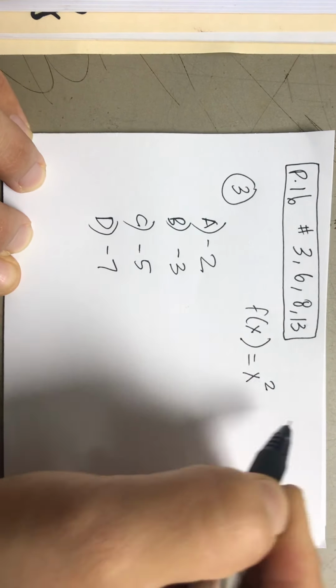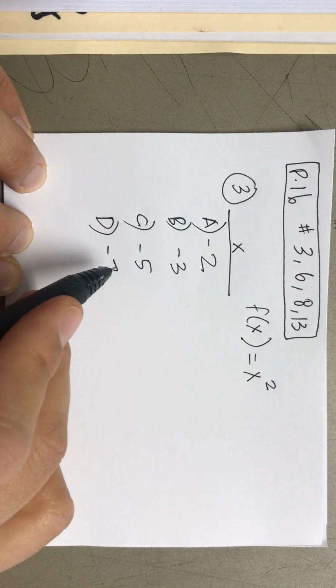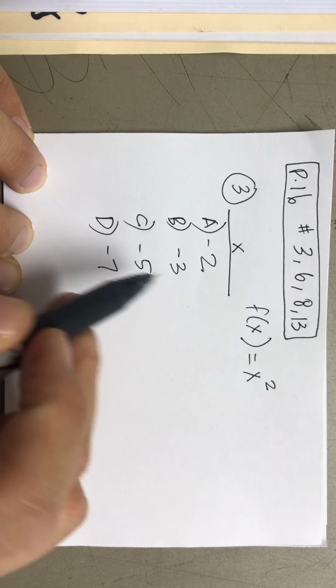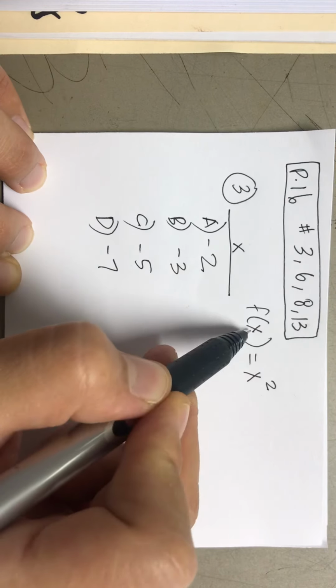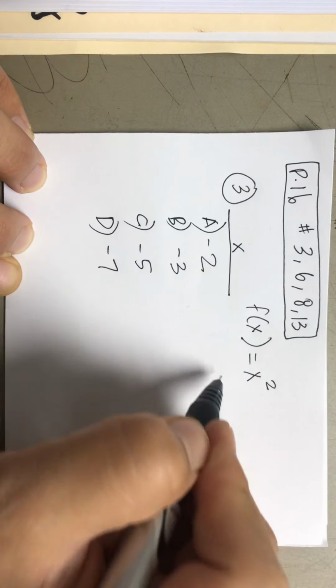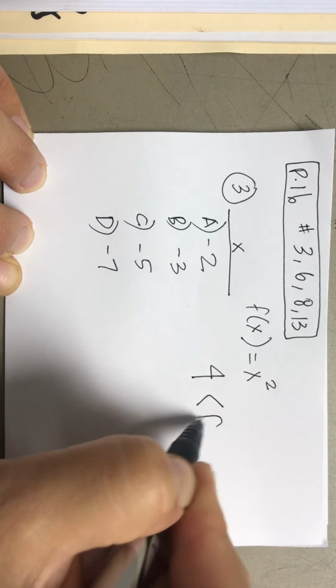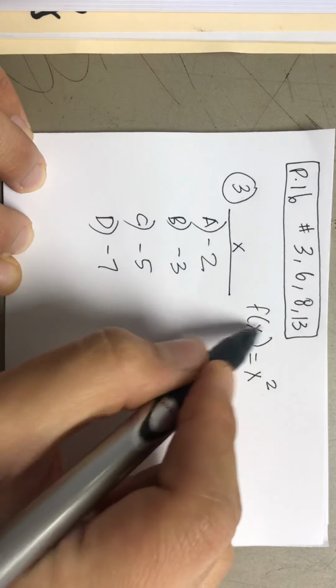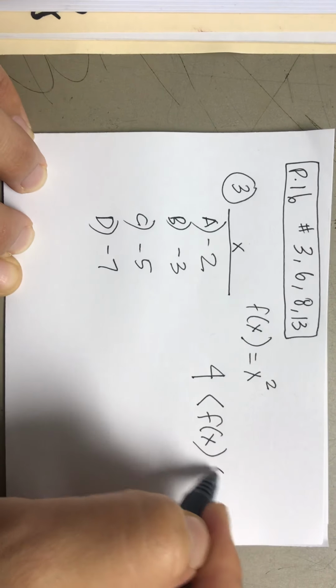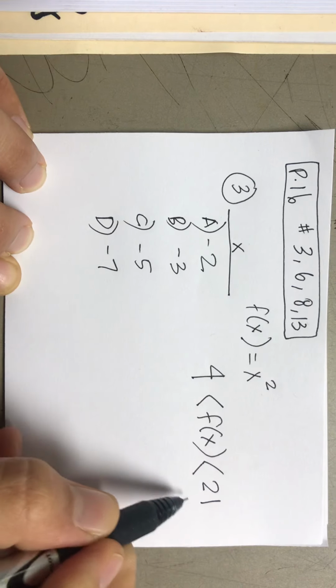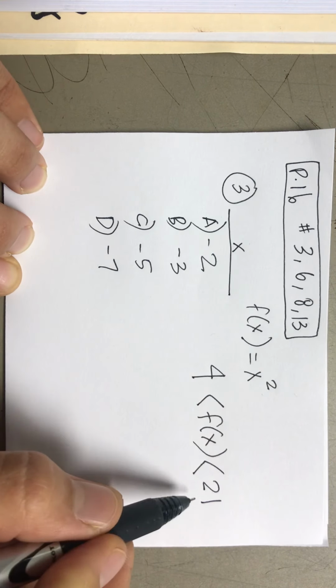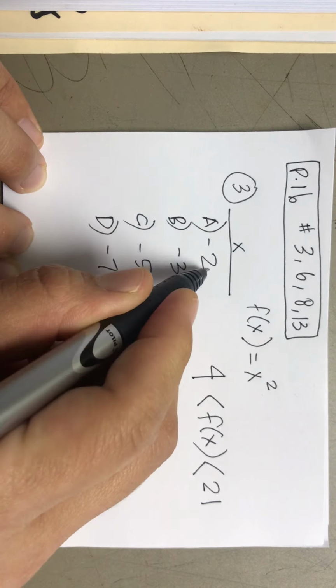Okay, one of these is a possible value for x, but that is when you put it here and it goes into there, and you know that it needs to be between... All of this, once it's plugged into the function, needs to be in between the numbers 4 and 21. Okay, so we'll start with A.